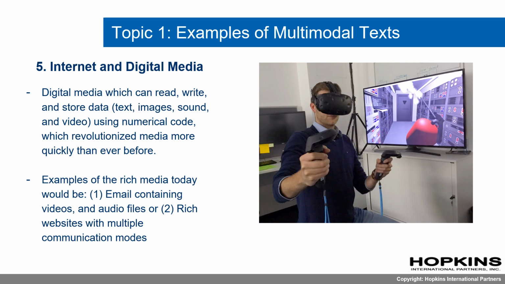Some examples of the rich media today would be: 1. Email containing videos and audio files, or 2. Rich websites with multiple communication modes. The first television set was made in the 1940s. In one generation, the world has gone from no television sets to fully immersive experiences using virtual reality and sensory feedback. Just imagine the type of digital media you will be consuming 20 years from now.